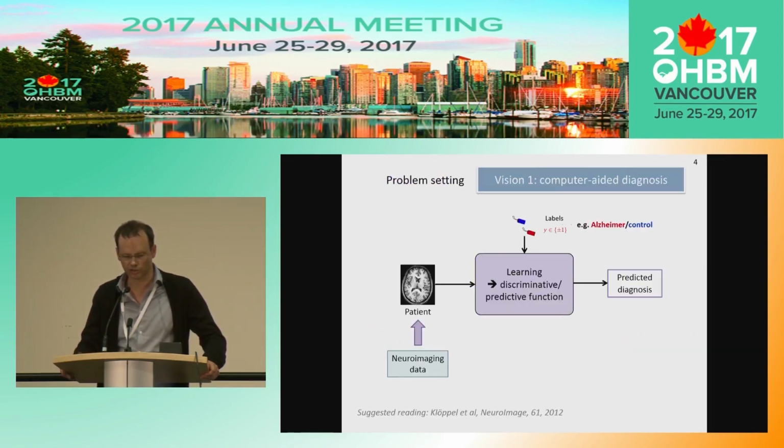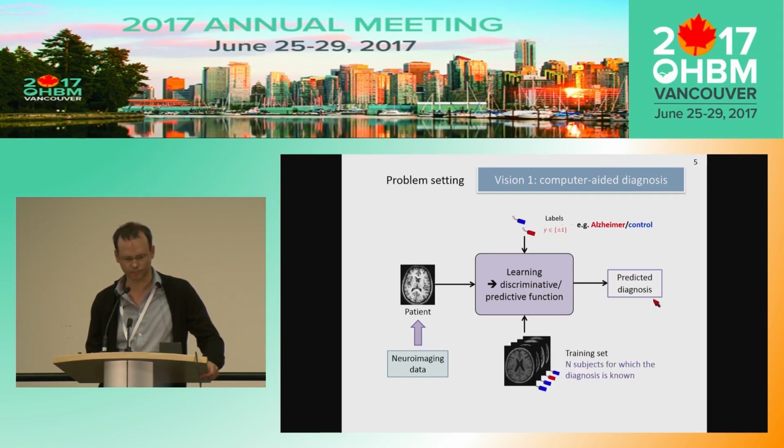So starting with the basics, a common way to set the problem is that of computer-aided diagnosis. So for a given patient for which you have neuroimaging data, you would like to predict an outcome that can be, for example, a binary label like Alzheimer's or controls. And you want to learn a discriminative or prediction function that is going to predict this outcome. So for example, a diagnosis.